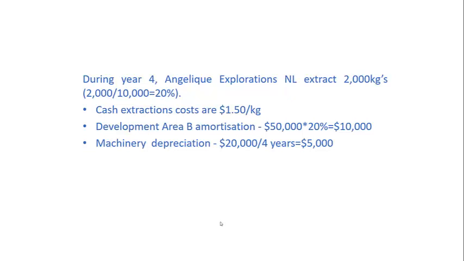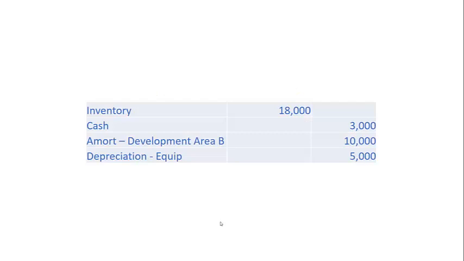I'm going to amortise 20% of the development costs, $10,000, and I'm going to depreciate the machinery over its useful life for 4 years. That's $5,000. So when I produce my inventory, which will be recognised in accordance with IAS 2, AASB 102, my cost of inventory are going to be the cash costs of extraction, $3,000, the amortization of the development costs, $10,000, and the depreciation of equipment, $5,000, and so that gives me an inventory cost of $18,000.